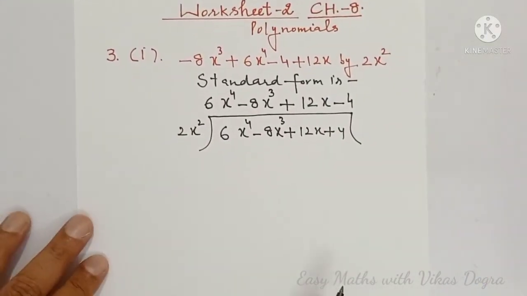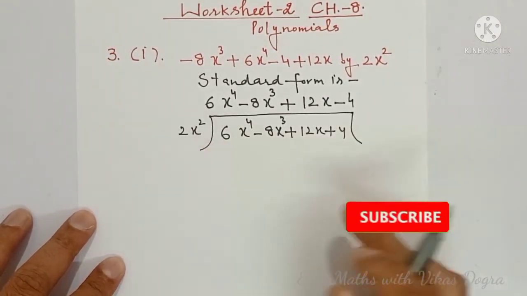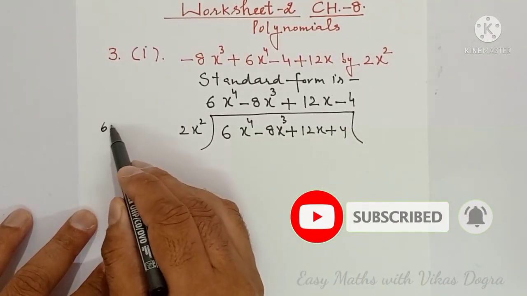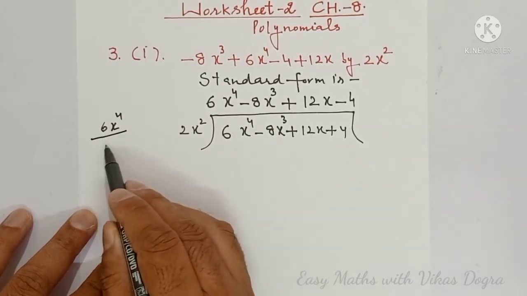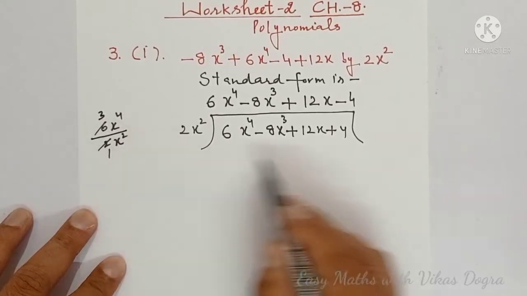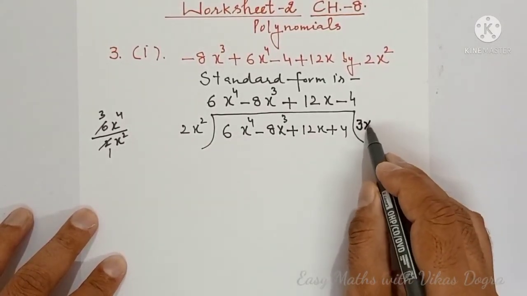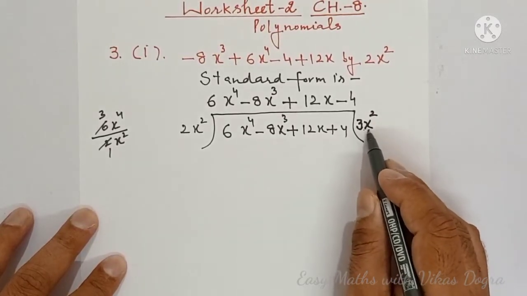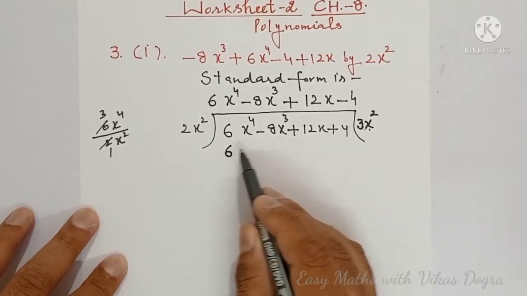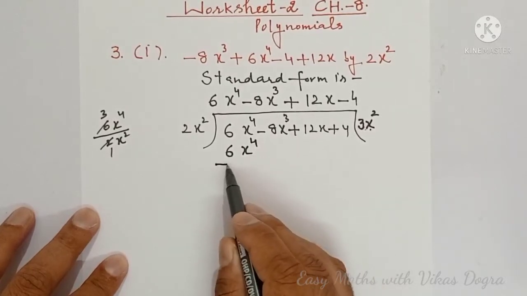Now the first term here is 6x power 4. It is to be divided by 2x square. Roughly I am doing 6x power 4 divided by 2x square. 2 1s are 2, 2 3s are 6. So this is 3, and x power 4 minus 2 will be x square. Now this 3x square will multiply 2x square. 3 2s are 6. X power 2 and x power 2 is x power 4. This is minus.